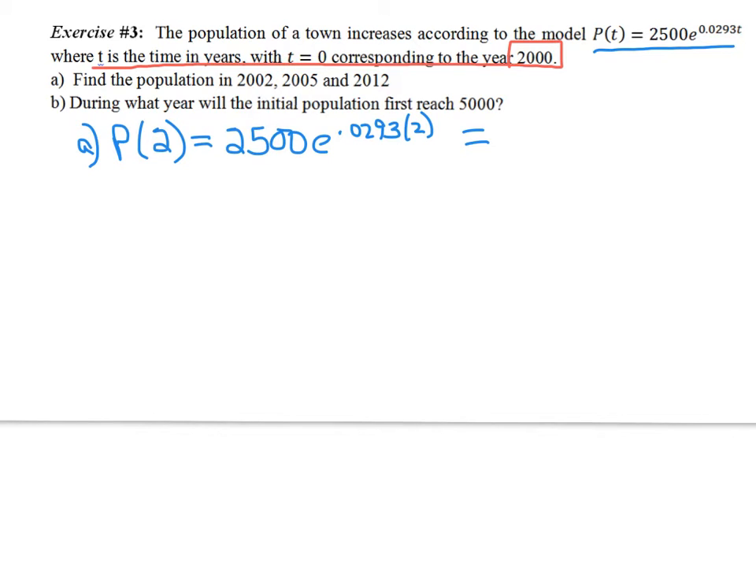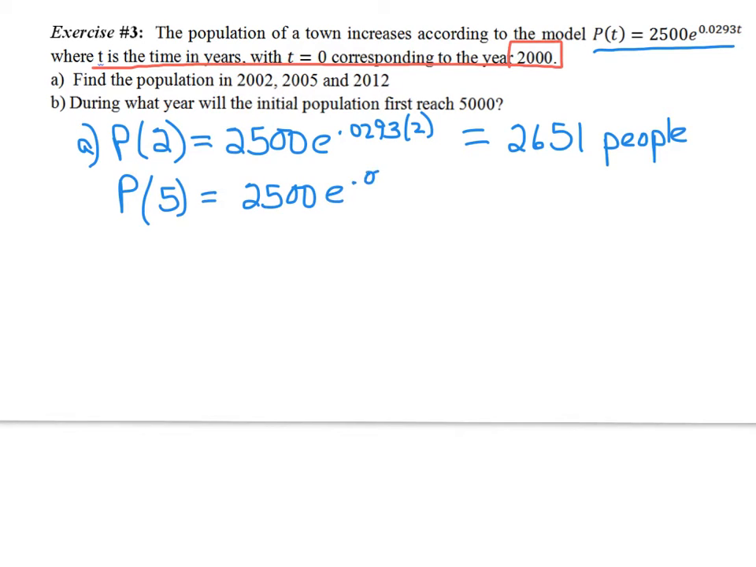So if I look on the table, at time 2, my answer rounds, and again, make sure you're rounding to the nearest whole number because we're talking about people, so we don't want part of a person. So for 2002, we are ending up with 2,651 people. Keep going with the other years, so 2005 will be P of 5. So that's going to be the answer that we get when we do 2500 e to the 0.0293 times 5, or look at that value on my table, and on the table it turns out to be 2,894 people.